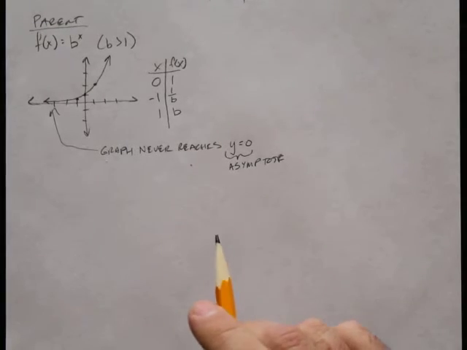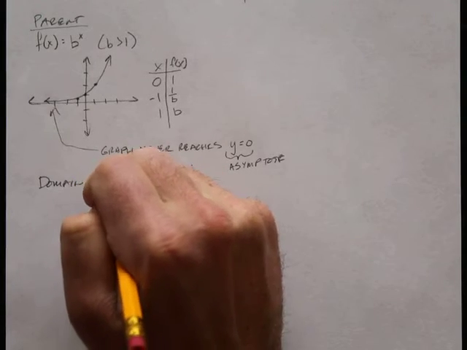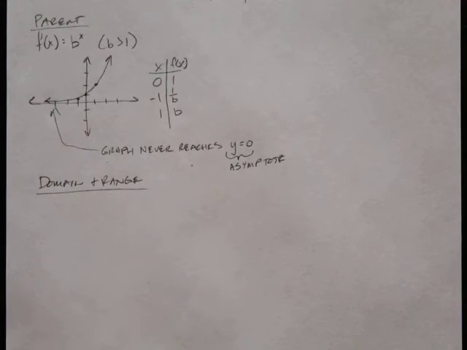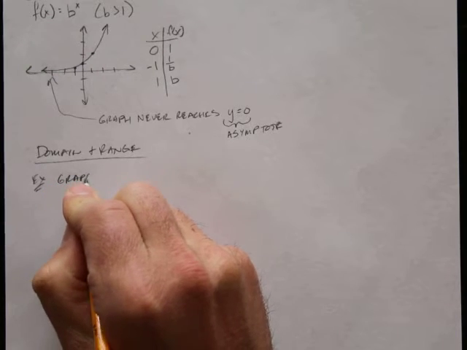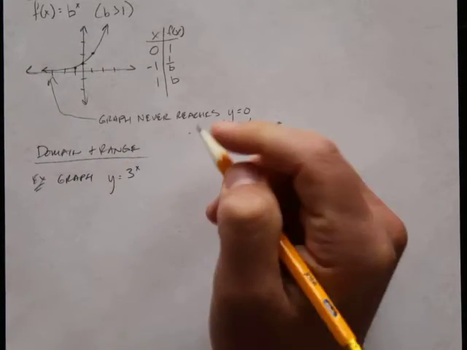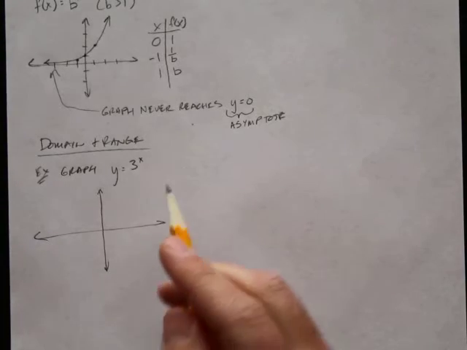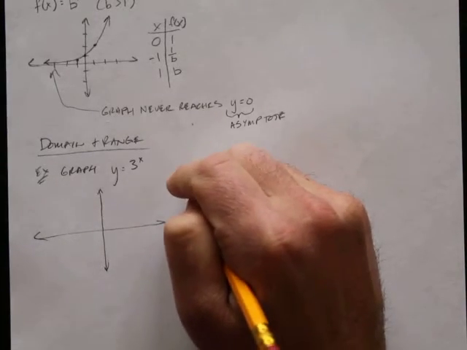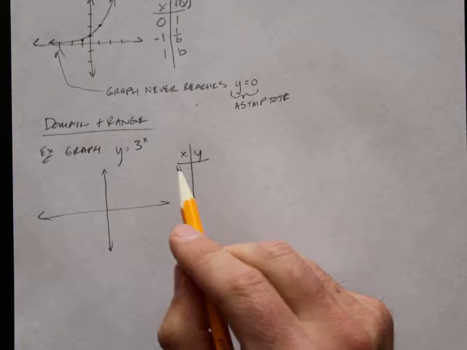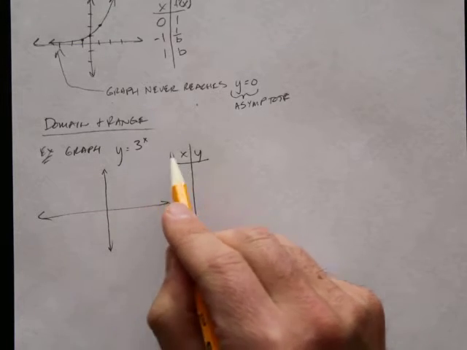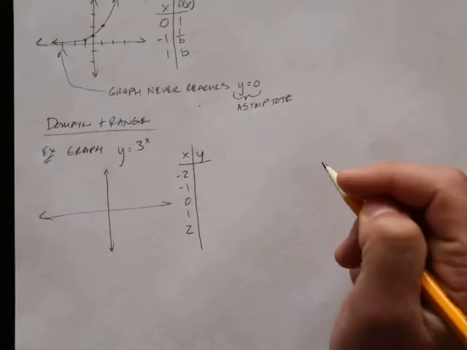Okay, so let's talk about the domain and the range of one of these things. And let's do an example. So we're going to graph this, and we're going to talk about the domain and range of it. y equals 3 to the x power. So let's draw a coordinate plane. Let's do a t-table to help us with this. Let's plug in -2, -1, 0, 1, and 2. Let's try all those.